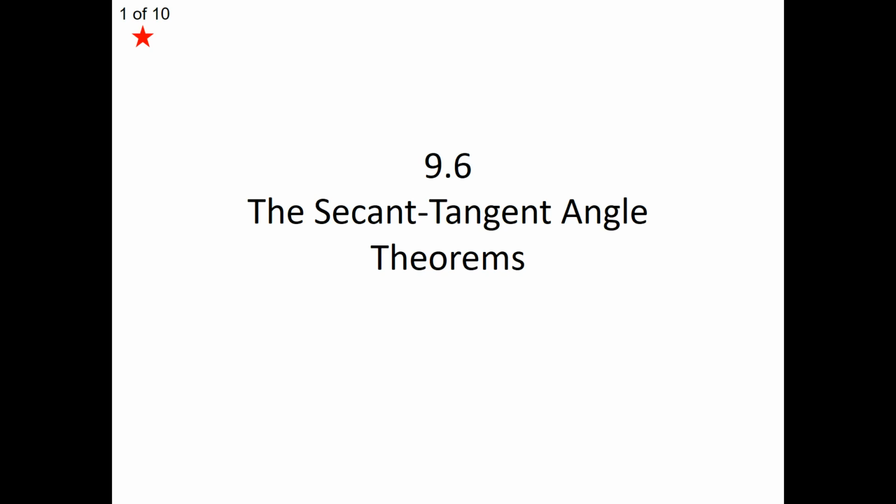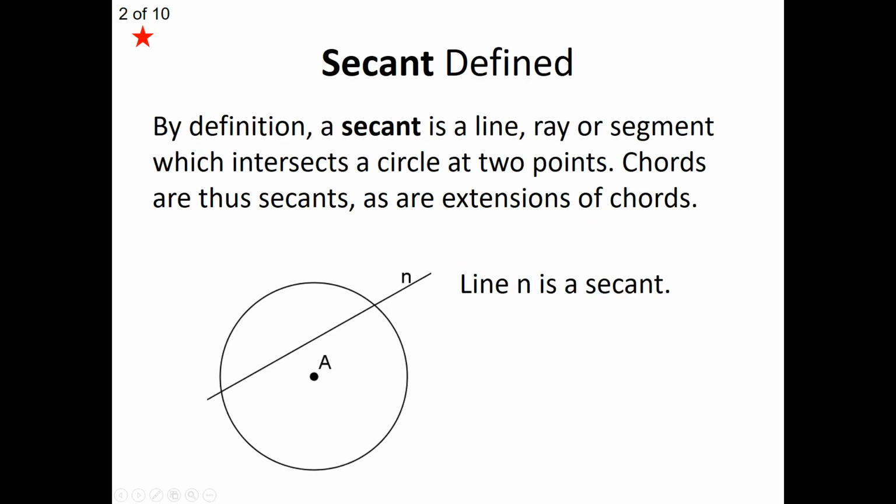We're going to be investigating those angles today and actually looking at whether there are ways to find the measure of those angles that are formed as these secants and these tangents begin their intersections with our circles. So let's start with our definition of a secant. A secant is a line, a ray, or a segment which intersects our circle at precisely 2 points.